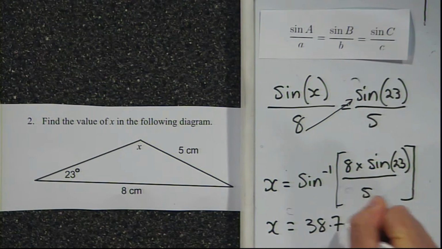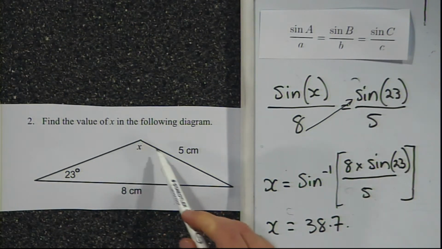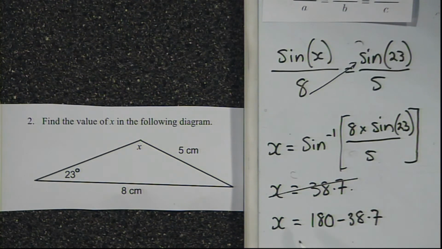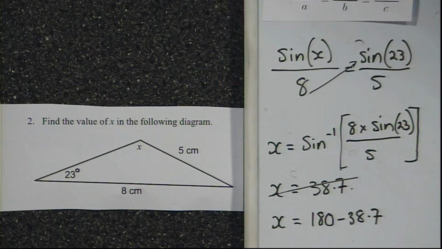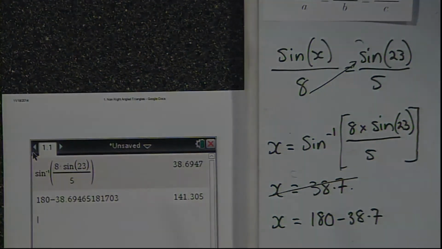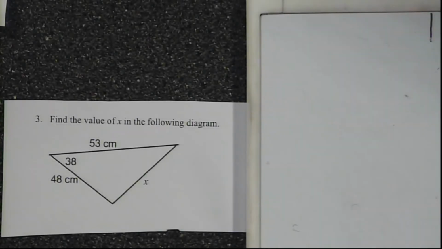38.7. However, in this case, this angle here is an obtuse angle, so it's more than 90 degrees, so we might have one of those ambiguous cases. The way we check that is to say the calculated angle 38.7 is greater than the initial angle of 23 degrees, so we could have a case for the ambiguous case. Because we're looking for an obtuse angle, this isn't the angle, so we need to do x equals 180 minus 38.7. Putting that into the calculator, we'll get 141.3 degrees.